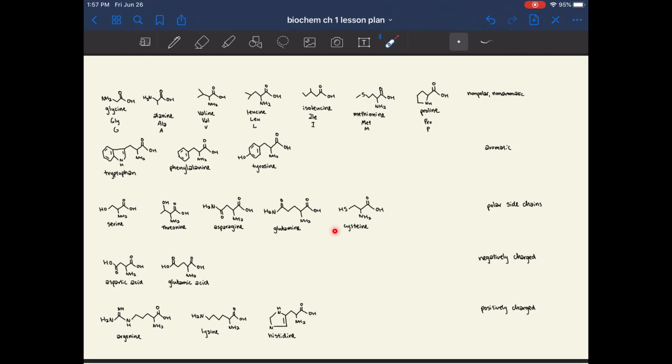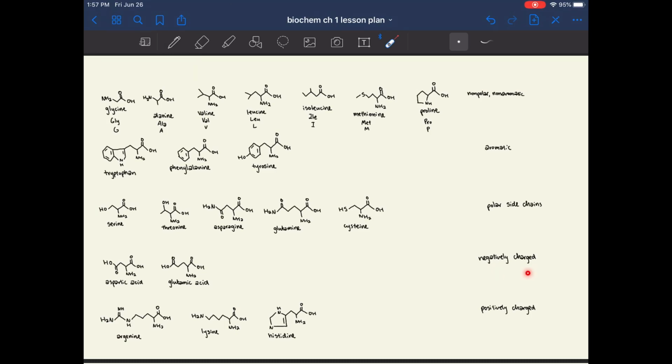Cysteine is the second exception to the S absolute configuration rule because cysteine has a sulfur, which happens to have higher priority. And so although cysteine will be in the R absolute configuration, cysteine is still an L amino acid. There are no exceptions to the L amino acid rule.